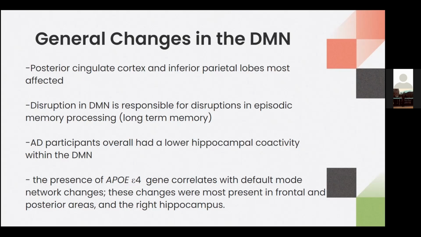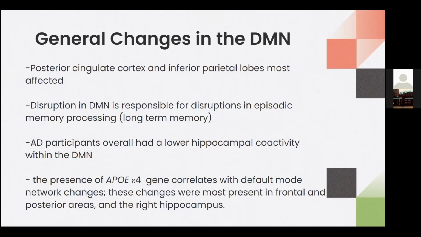As I said, Alzheimer's participants also revealed a lower hippocampal coactivity within the default mode network. And this actually correlates with the episodic memory processing because, as I mentioned before, the hippocampus is responsible for memory and retrieving of memory.